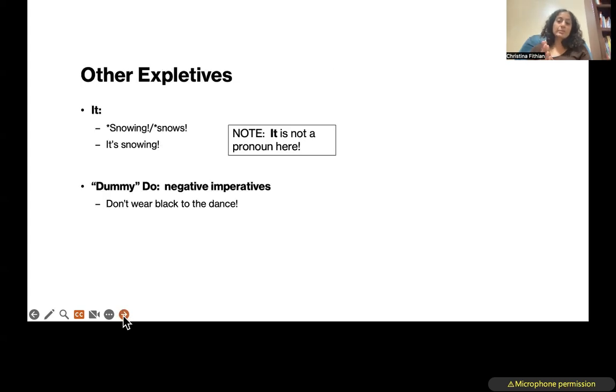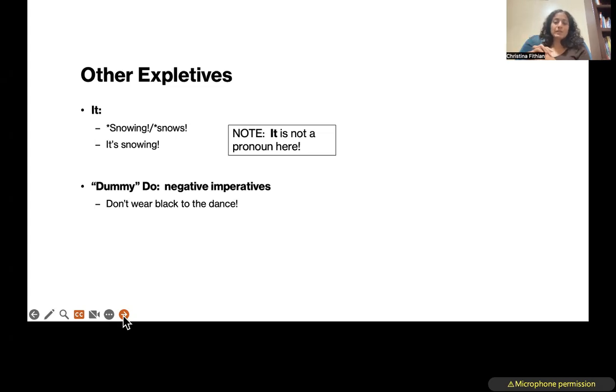Okay, so we have other expletives as well, and one of them is it. So let's say, for example, I walk outside and I look around and I say, snowing or snows. No, I can't say that. That's ungrammatical. I have to say it is snowing. Well, what is it here? Does it actually refer to the clouds? Not really. It is actually an expletive.